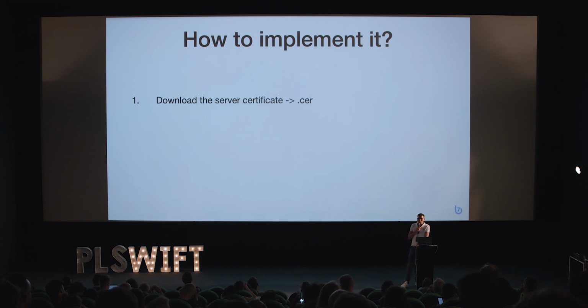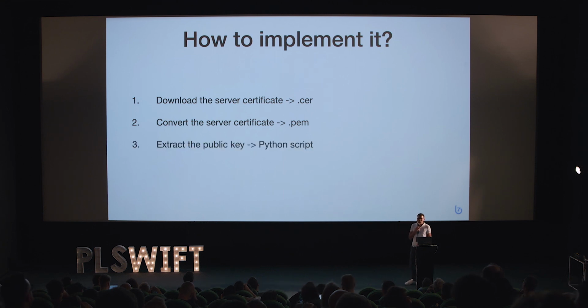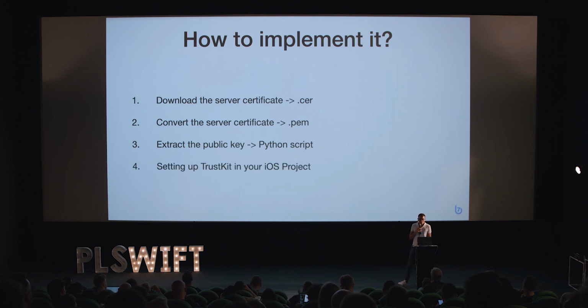After this, you need to convert this certificate into a PEM file, and then you have to extract the public key. Why do you need to extract the public key? Because in this example, we are going to show how to do SSL pinning on the public key and not on the certificate itself. There is a Python script offered by TrustKit, so you just need to run it and specify the path of the certificate file, and it will give you the public key. And then, of course, you have to set up TrustKit.